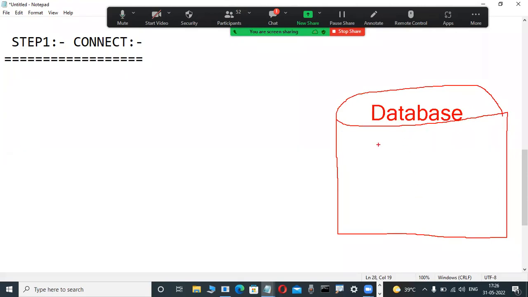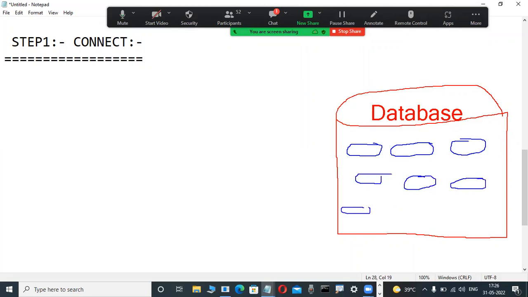A database is a collection of objects. Suppose tables are there, procedures are there, functions are there, triggers are there, views are there, synonyms are there. So many database objects are there. Every relational database, not only Oracle, SQL Server, MySQL, DB2, Sybase, Informix, any database has a collection of something. That is called objects.